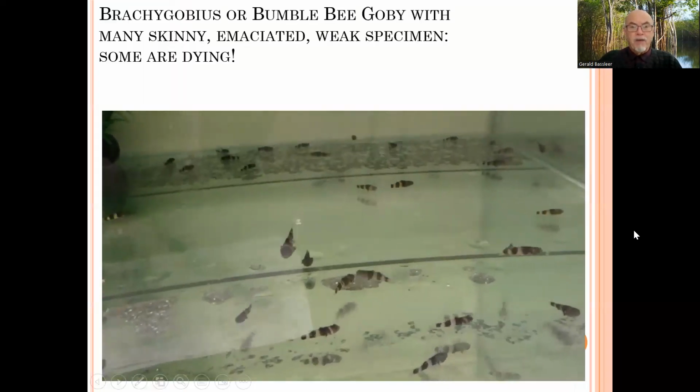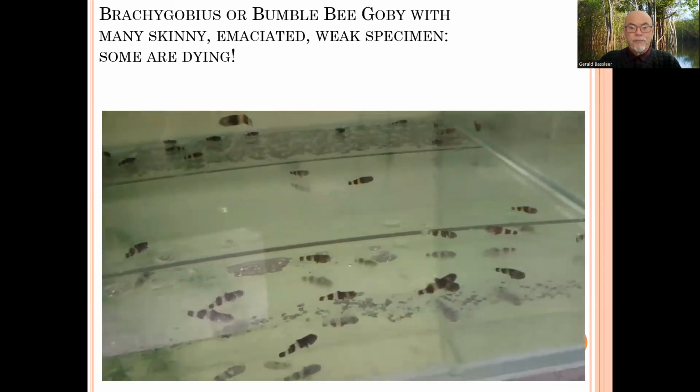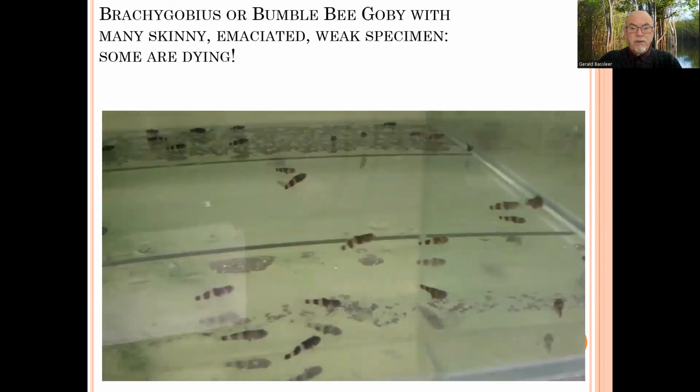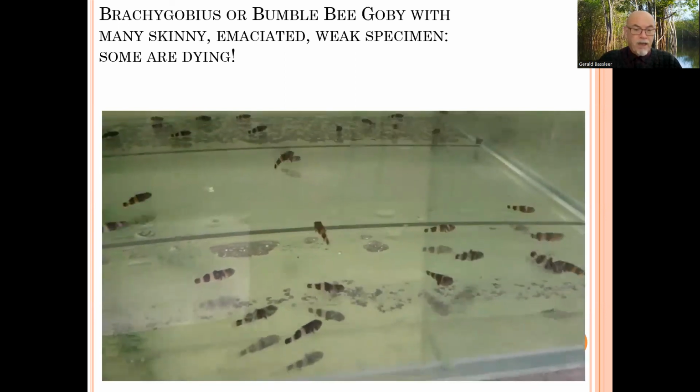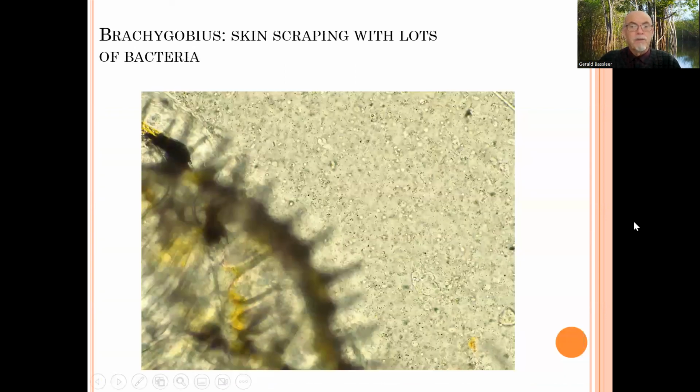Here you see him swimming in the aquarium, and you see that some are getting skinny, emaciated. They're getting very weak, they don't eat, and some will die. So every day there were some losses reported after the import of this bumblebee goby.